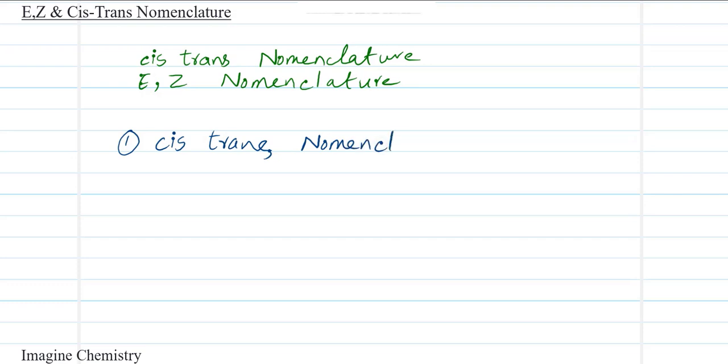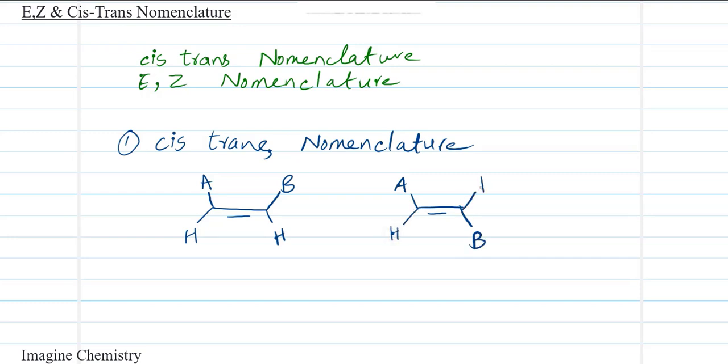For cis trans nomenclature, it is only applicable to the cases where two substituents around a double bond are hydrogen atoms. The other two substituents can be any. Let's say we have a case like this. These A and B, they can be any group or any substituent. So two cases can occur. In the first case these two substituents are on the same side, and in the second case these two substituents will be on different sides.